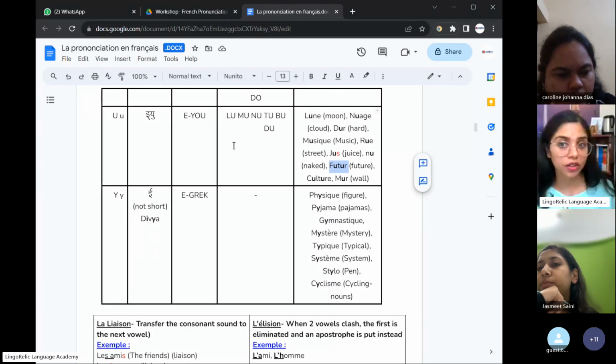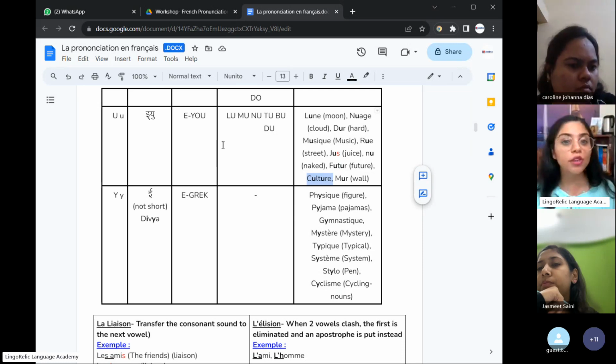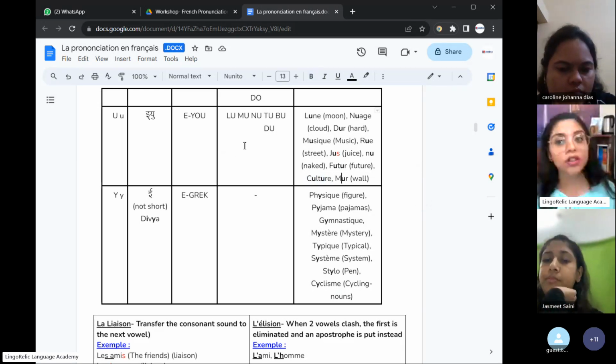Culture, culture. In this word, a lot of people make a mistake by pronouncing culture. It's not u, it's u. Culture. Both the times you have u and u. Culture. So that is culture. Mur. Mur means a wall.